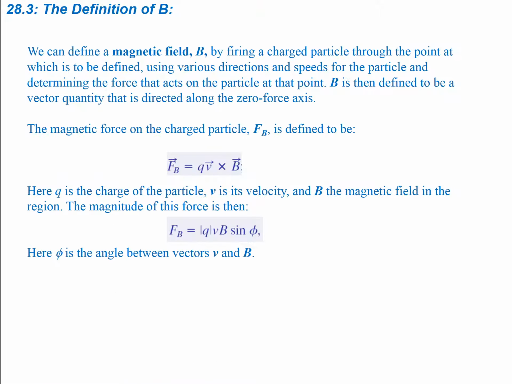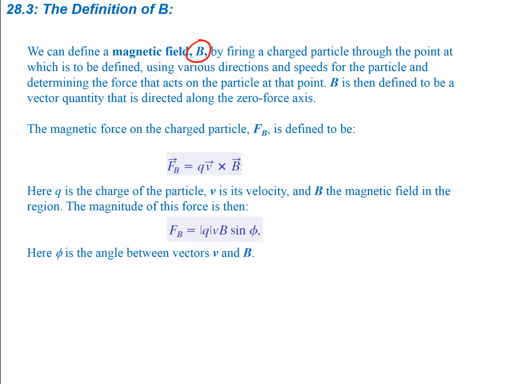Okay. The definition of B. So we can define the magnetic field B. B is going to be the character that we use for magnetic field, or the variable rather. We define it by firing a charged particle through the point at which B is to be defined, using various directions and speeds for the particle, and determining the force that acts on the particle at that point.